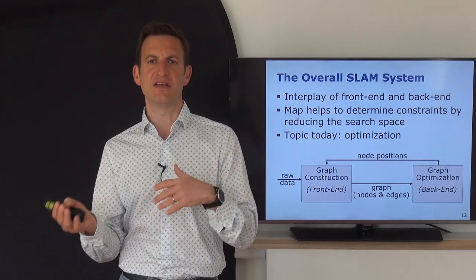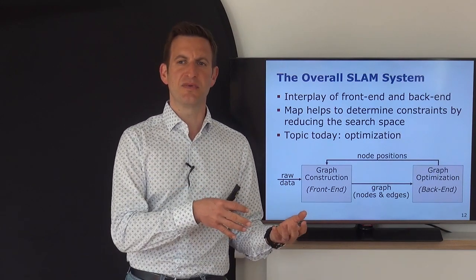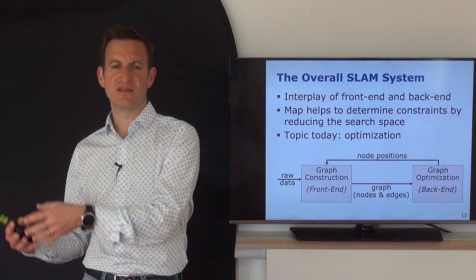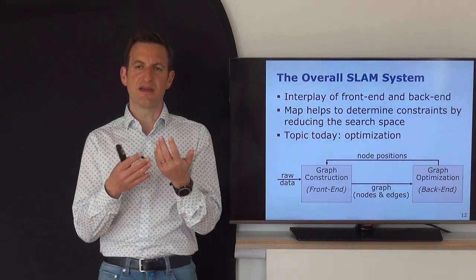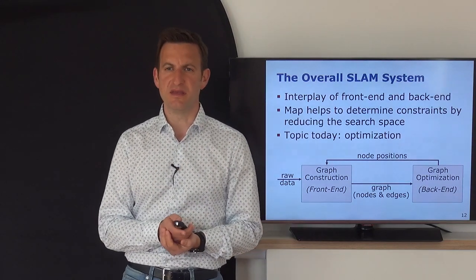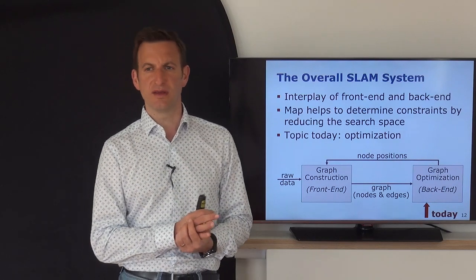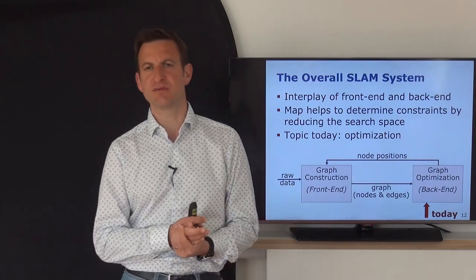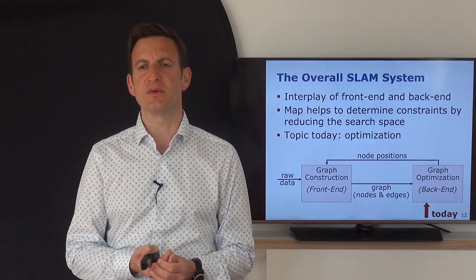And in reality, this is an interplay between those two. So the front end relates poses with each other, then it's being optimized, then this optimized map information is used to make new data associations. So in reality, there's actually an interplay between these front end and back end things. But here we are only looking into the back end part, so into the optimization part, and you can envision the front end part basically as the ICP algorithm that we've introduced.